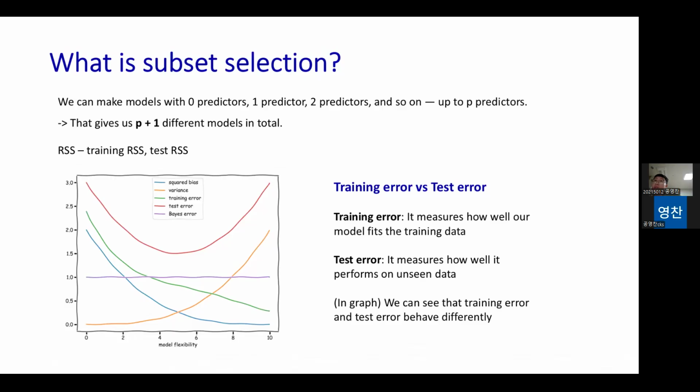For each of these models, we can compute the residual sum of squares. We call it RSS, which measures how well our model fits the data. In regression, we usually measure model error using the RSS. So in this talk, whenever I say error, I'm referring to the RSS value. Let's go on.